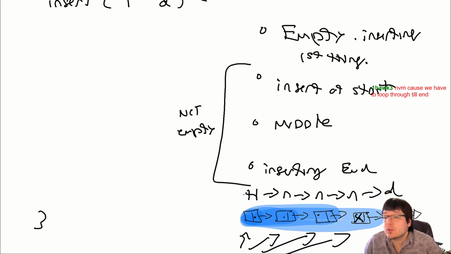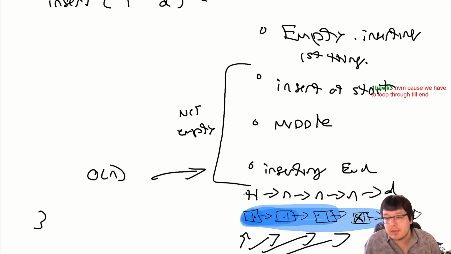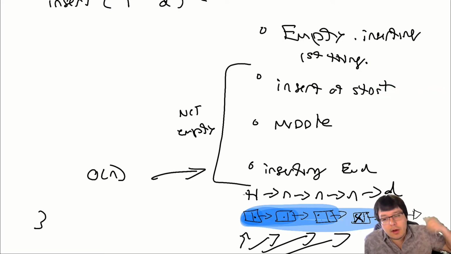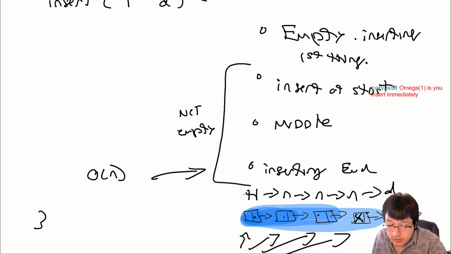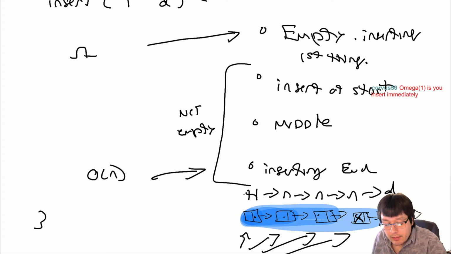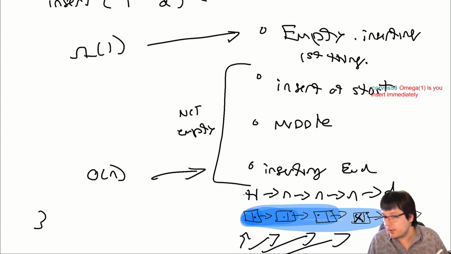Yes, you do have to loop through it to the end. So that brings up the point. Inserting at the end is definitely where the O of n is coming from, because we have to go through the entire linked list, run that while loop literally all the way until cur is equal to null, to insert. Omega of 1 is where you insert immediately. That is correct. So omega of 1 would be where you have an empty list and you're inserting there.